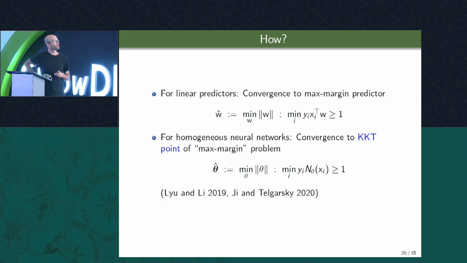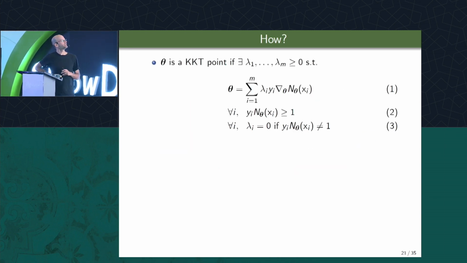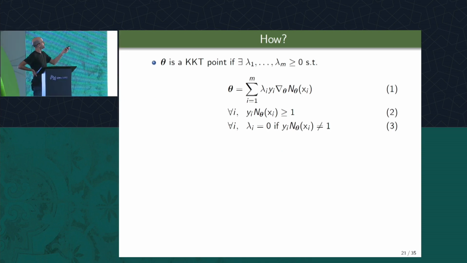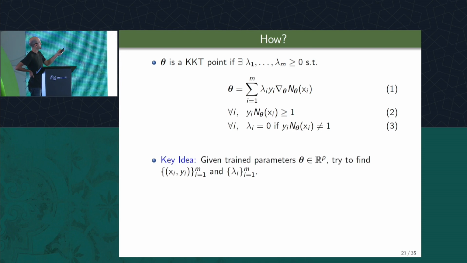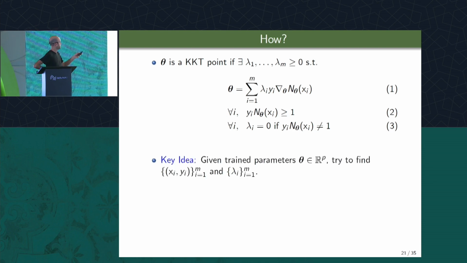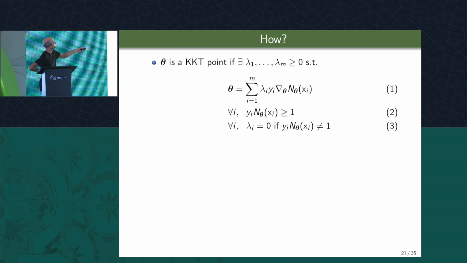Okay, so how can we use this? Recall that in this context, if theta is a KKT point, it means the following three conditions. It means that I can write theta as a linear combination of the gradients at the training examples, at the xi's. Gradient is with respect to theta.